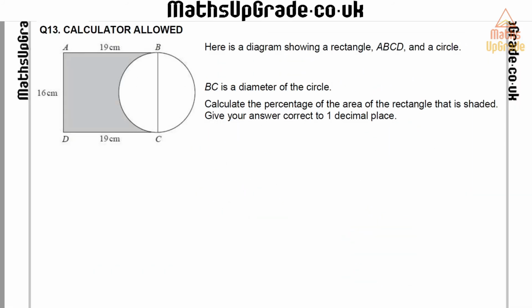Question 13. I've given a diagram showing a rectangle ABCD and a circle. BC is the diameter of the circle. Calculate the percentage of the area of the rectangle that's shaded. Give your answer correct to 1 decimal place.